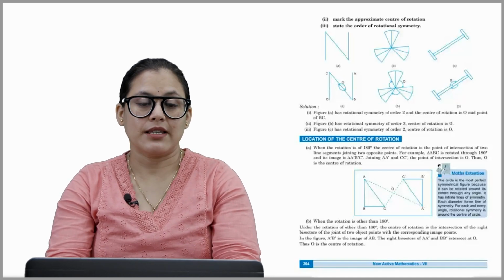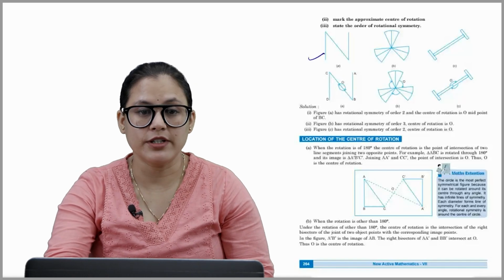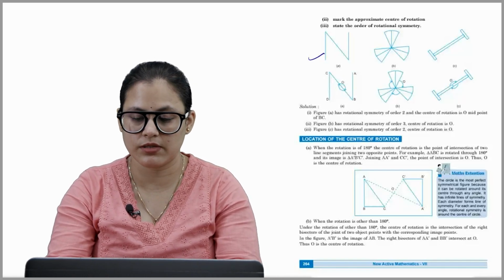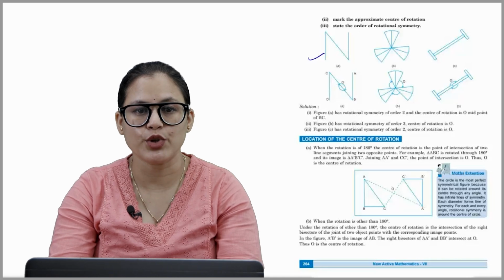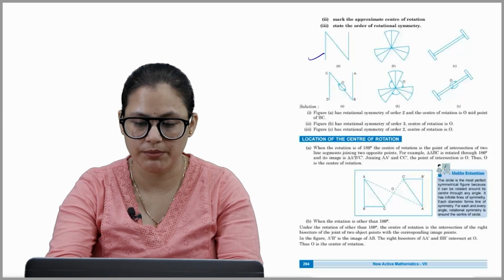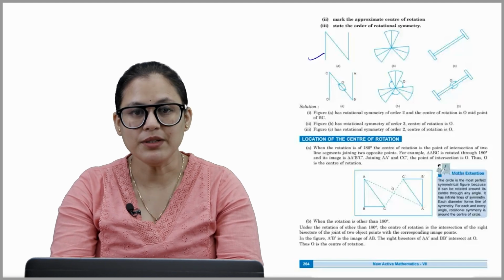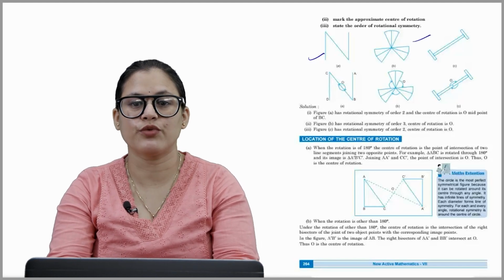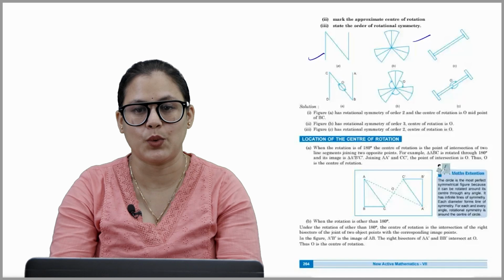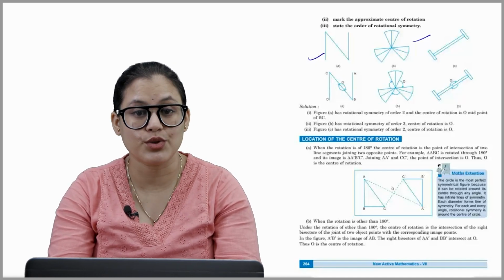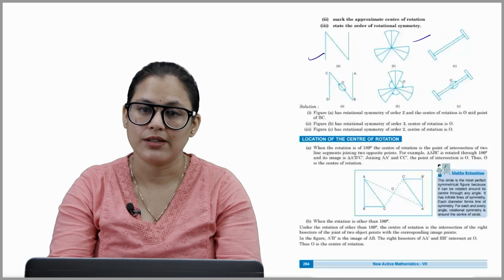If we look at figure A, it has a rotational symmetry of order 2 and the center of rotation is the midpoint of BC. This is the BC and this is the midpoint. And figure B has a rotational symmetry of order 3, center of rotation is O. And figure C has a rotational symmetry of order 2, center of rotation is O.